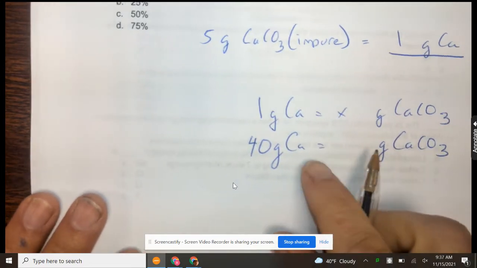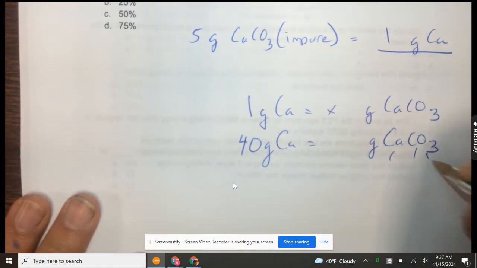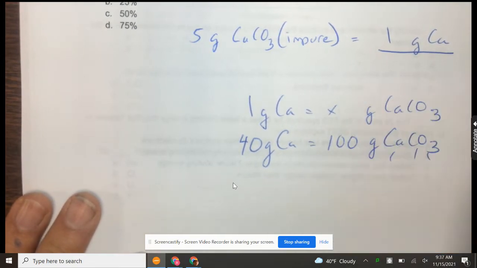So the periodic table says I'm going to have 40 grams of calcium. I add all of these up, and that's 100.